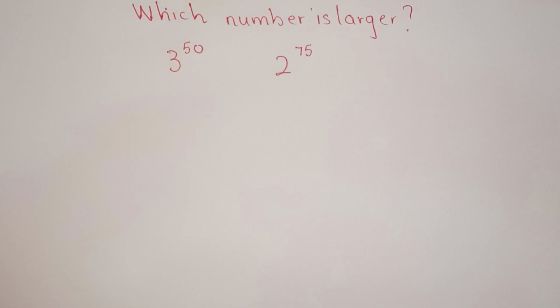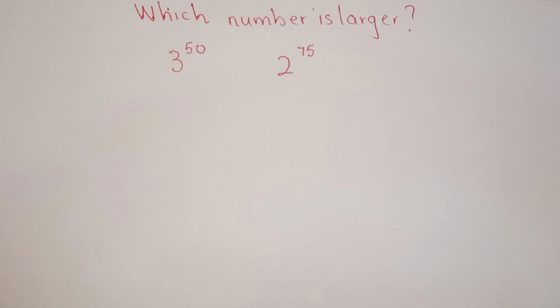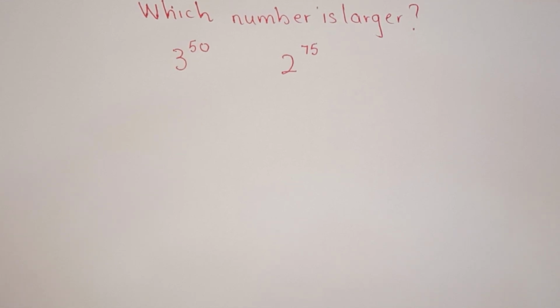Hi everyone, which number is larger? We have two different bases, 3 and 2, and we have two different exponents, 50 and 75. So first we are going to somehow distribute the exponents.